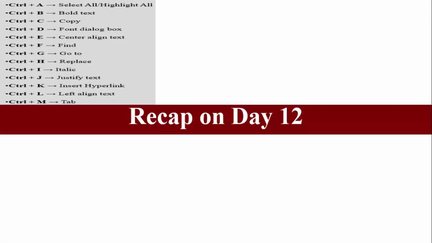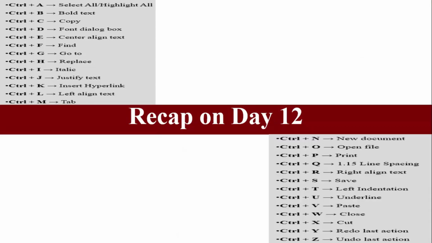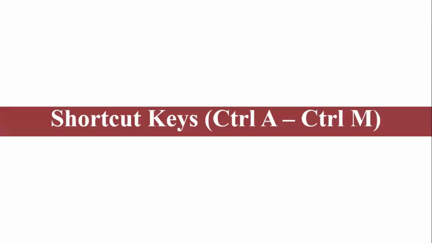So, recap on day 12. We discovered control shortcut keys from Control A to Control Z. You know what Control A, V, C, and the rest are. And then we'll start with customizing text using those shortcut keys that we learned in our previous class. So we are going to use Control A to Control M to customize our text in today's class.